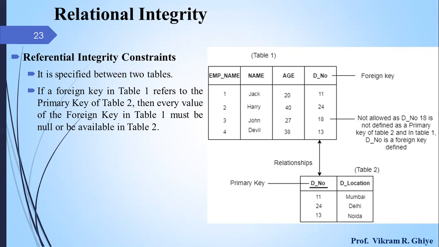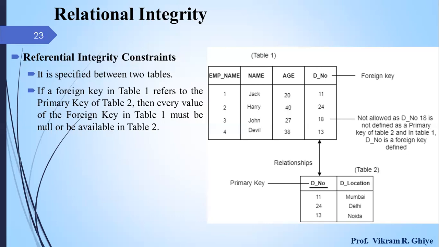In table 1, there are 4 entries shown over here, whereas in table 2, there are only 3 entries. So this is not allowed. The entry with department number 18, having employee ID 3, name John and age 27, is missing in table 2. This is not allowed in the referential integrity constraint, because the foreign key acts as a primary key for table number 2. So all the values available in the foreign key should be available in the primary key. So it is specified between the two tables.